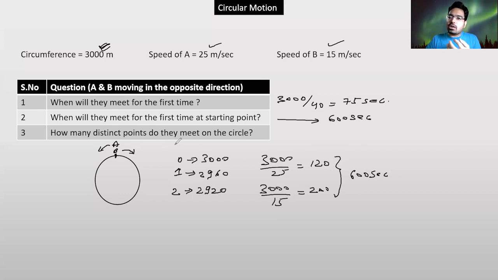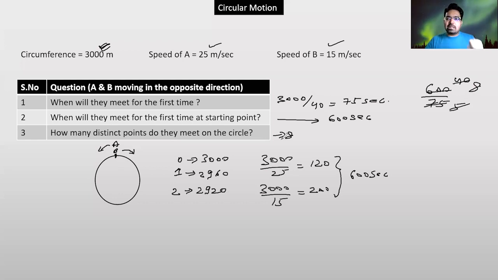What will be the answer for how many distinct points do they meet on the circle? Once again, when they meet at the starting point, the points will start repeating all over again, right? So 600 must be divided by 75 to get down to the number of distinct points. So 15 5s are 75, 15 4s are 60, so 8 distinct points. So that's a generic method of looking at the problem when they are moving in the opposite direction. I hope you all are clear.